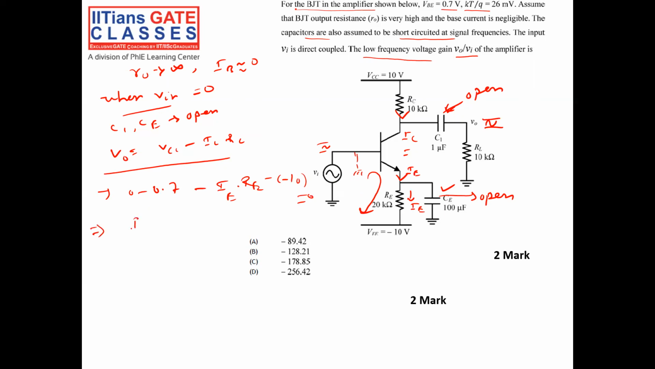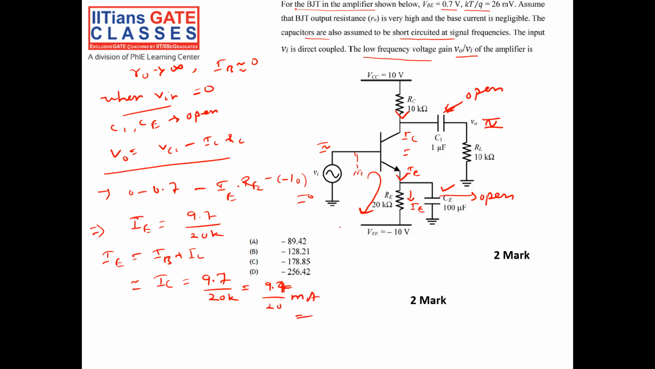This implies IE is equal to 9.7 divided by RE, which is 20K. Since we know IE is equal to IB plus IC, emitter current is equal to base current plus collector current. It will be approximately equal to IC since IB is negligible. So IC is equal to 9.7 divided by 20K, that is 9.7 by 20 milliampere. Okay, this is my collector current.